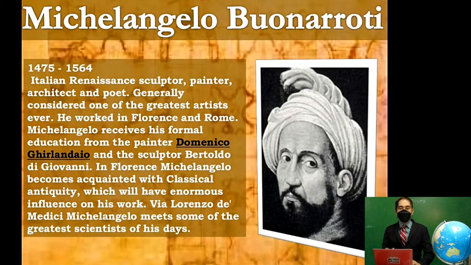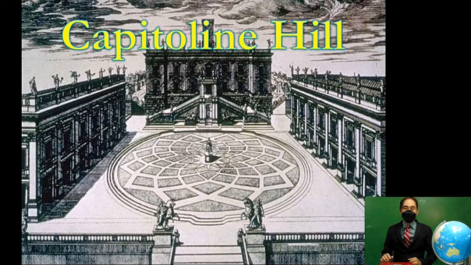Michelangelo received his formal education from the painter Domenico Ghirlandaio and the sculptor Bertoldo di Giovanni. In Florence, Michelangelo became acquainted with classical antiquity, which would have an enormous influence on his work. There is a rumor that Michelangelo died a single man.